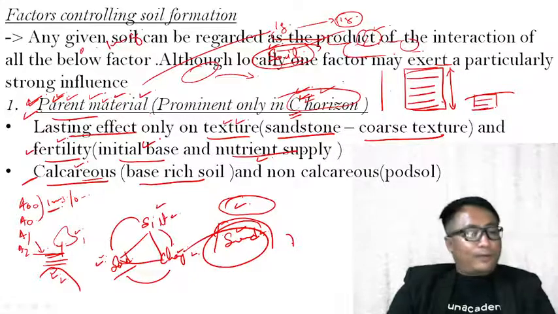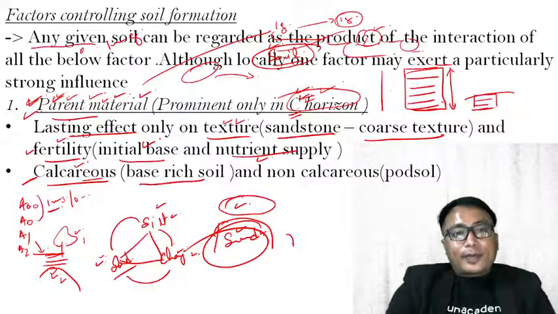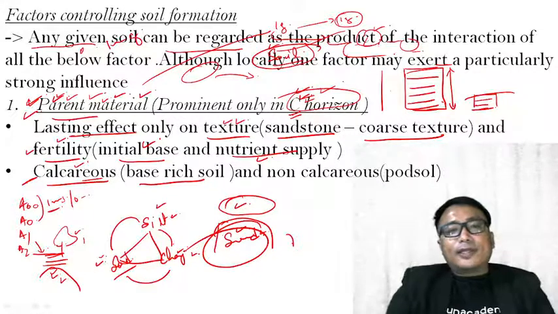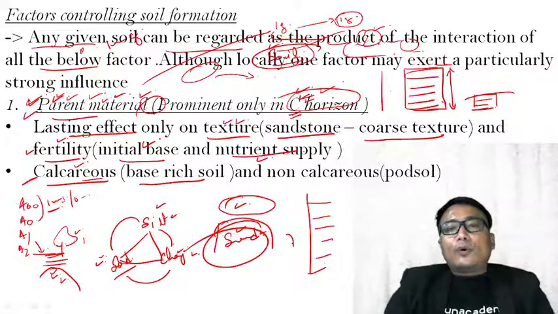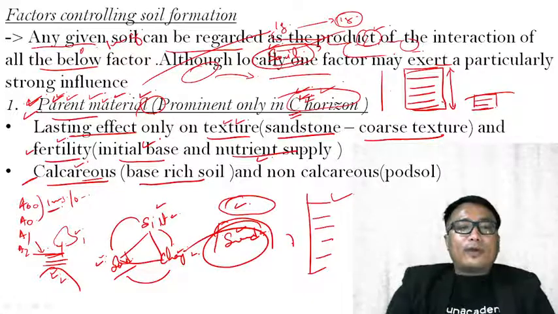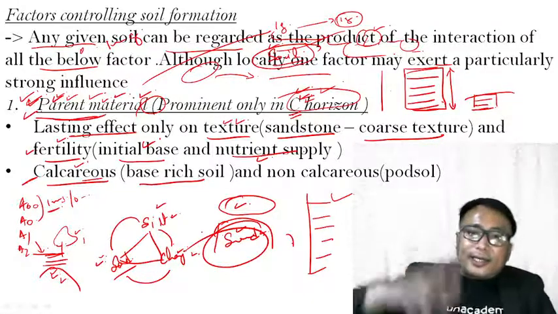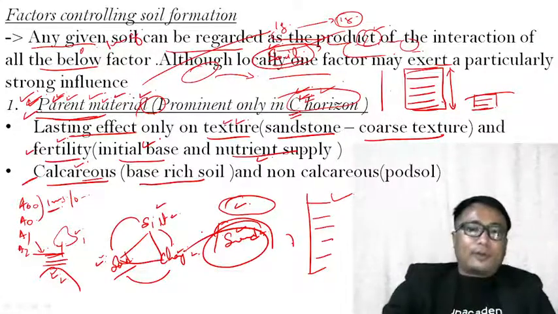And remember one point, we are going to see many other different factors that control the soil formation. The point here is very, very important. Any given soil can be regarded as the product of interaction of all the factors below. One is the parent material, which we have seen just now. Among all of these factors, which we are going to see one by one, although locally one factor can exert a particularly strong influence, all in all, you can say it is the interaction of all the factors that we are going to discuss. They interact among themselves to give rise to the final product of the soil or the characteristics of the soil.